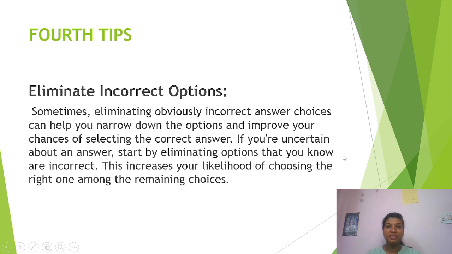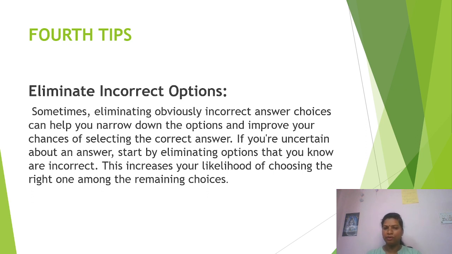Fourth tip, it's very important, that is elimination. Eliminate incorrect options. Try to practice the elimination technique. In reading Part B, you have to practice the elimination technique. Sometimes eliminating obviously incorrect answer choices can help you narrow down the options and improve your chance of selecting the correct answer. The elimination technique can guide you to choose the correct options.